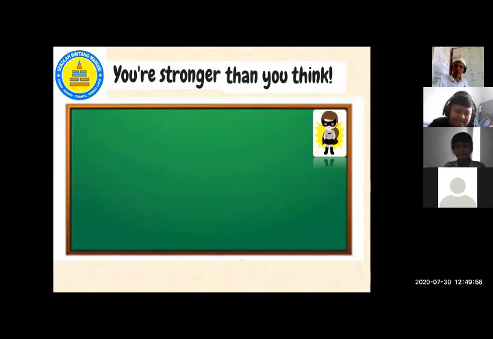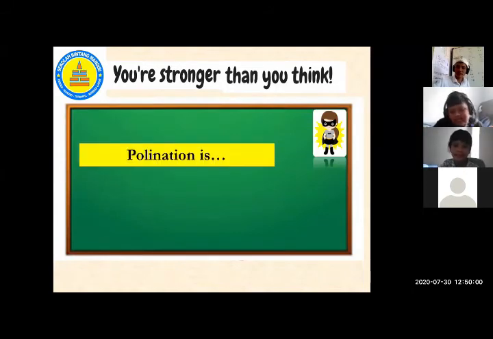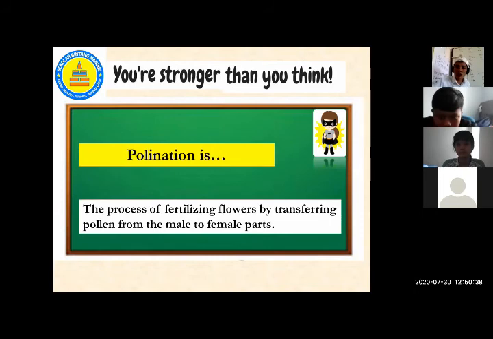What is pollination? Pollination is transfer of pollen grains from the anthers to the stigma. Bukan, pollination is transfer from stamen to carpel, ya, dari yang jantan ke betinanya. That's pollination. Yang ditransfer apa? Pollen grains. Next, ini jawabannya. The process of fertilizing flowers by transferring pollen from the male to female parts. Male parts apa namanya? Stamen. Female parts-nya? Carpel. Yes, very good. Next.